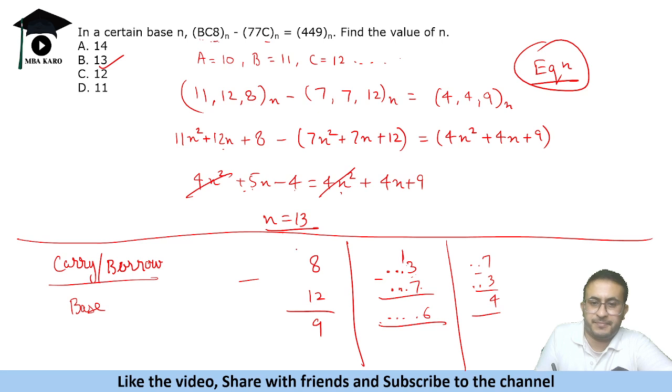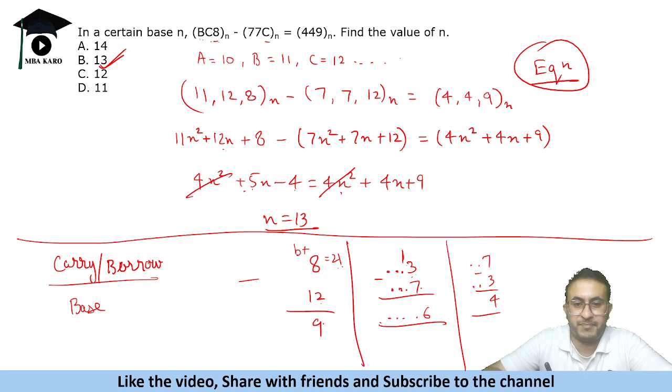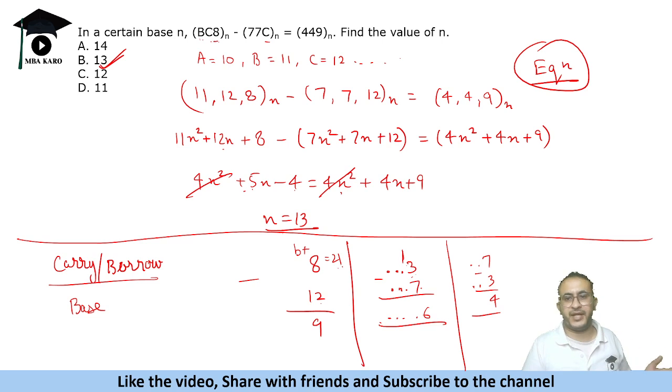So let's say the base is b. So b plus 8 minus 12 is 9. Or we can say that b plus 8 becomes 21. So b plus 8 is 21, so b is 13. This is a much easier method than the other one to answer the question. So always remember that when we do subtraction or addition, we borrow the base.